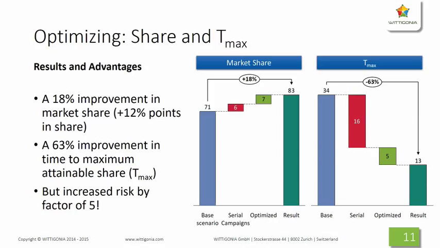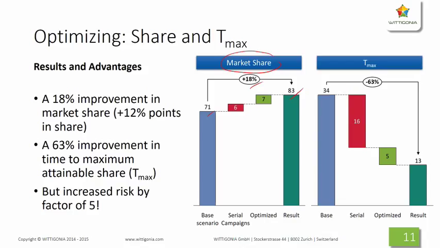Now the interesting thing is, what does it do in terms of the improvement? And here you see the two parameters side by side. So one is the market share, and you see an overall improvement of 18%. So we moved in terms of the attainable market share from the base scenario with 71% to 83%. So that is quite a remarkable achievement. This is 12 percentage points in terms of market share.